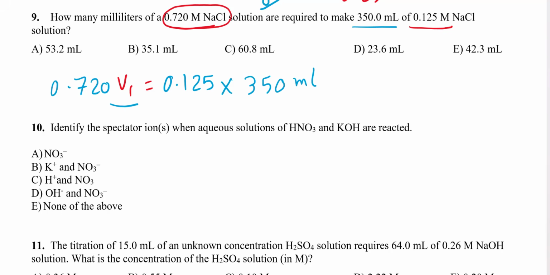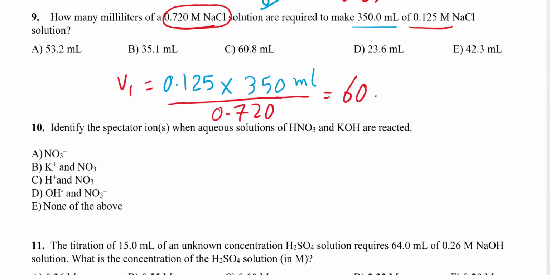milliliters. If I want to calculate V1, I need to divide both sides by 0.720. Then these two cancel out, and V1 is equal to this fraction, which is equal to 60.8 milliliters. So C is the answer.